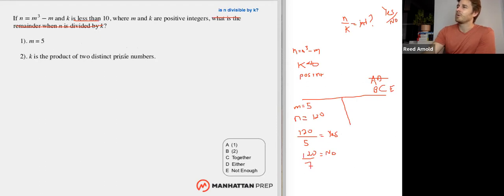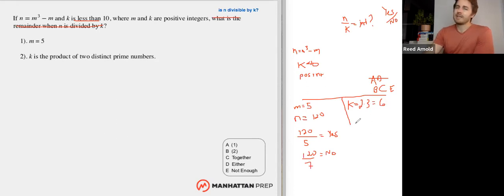Statement 2 tells me k is the product of 2 distinct prime integers, and k is less than 10. So I'm thinking, what prime numbers multiply to less than 10 that are unique? 2 times 5 is 10, so that's too big. 2 times 3 is 6. 2 times 2 is not distinct. 3 times 3 is not distinct. And here's an important thing: 1 is not prime. A piece of trivia to remember about the GMAT, 1 is not a prime number. So this tells me k is 2 times 3, which is 6.